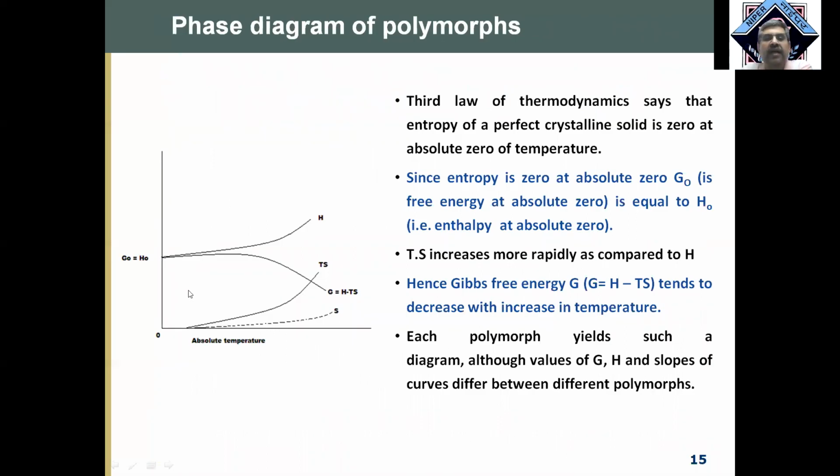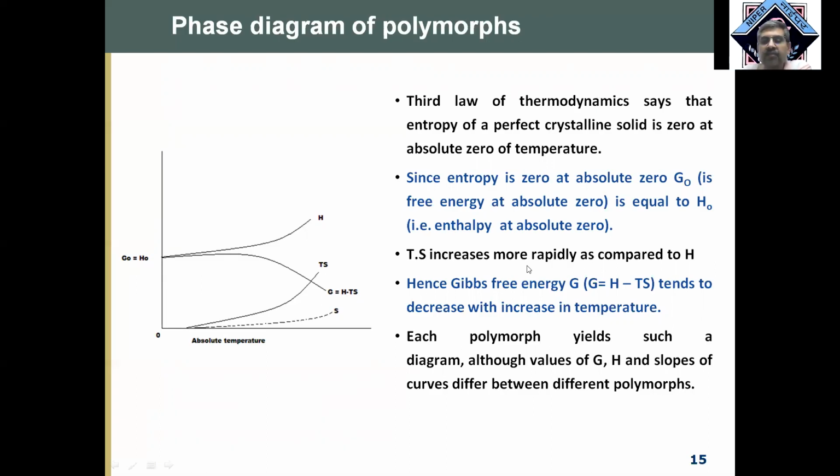This is the phase diagram of a polymorph. The third law of thermodynamics says that the entropy of a perfect crystalline solid is zero at absolute zero of temperature. This is the curve of entropy. So at absolute zero, that is here, the entropy is zero. Since entropy is zero at absolute zero, G0 is equal to H0, because here this particular quantity will become zero. So free energy becomes equal to enthalpy. This is shown here. G0 is equal to H0.